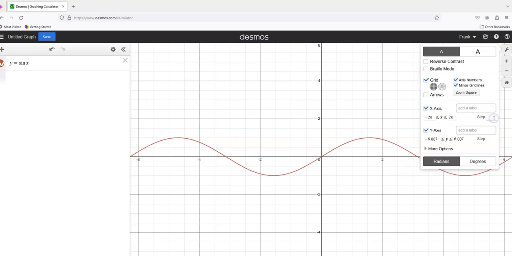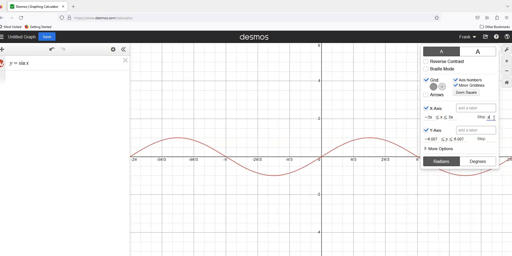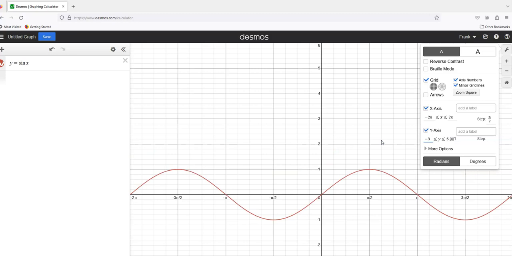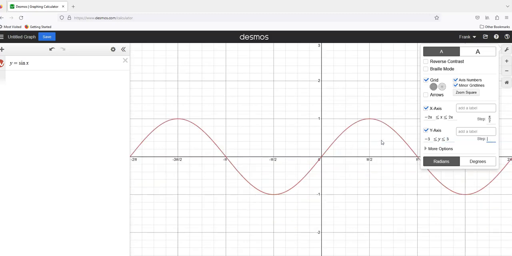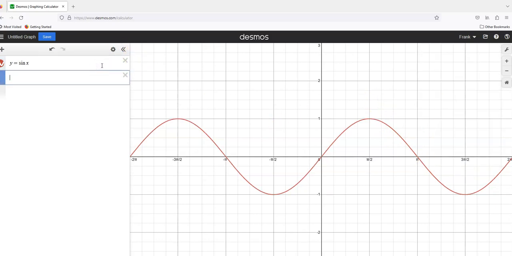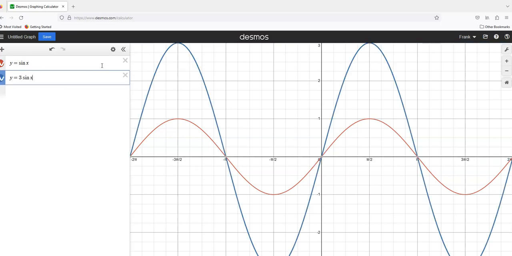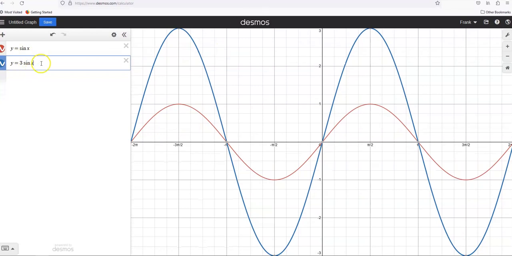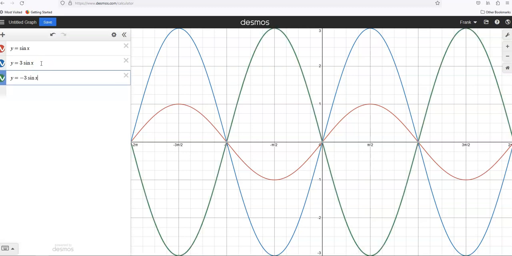The step means just what do you want it to go up by. So make it go up by pi over 2. That's what the x scale means. And then for the y's, go from negative 3 to 3, go up by 1s. And we're in radians. All right, so there's your y equals sine x. The next one said y equals 3 sine x. Oh, look at that. I think I have to shift my screen so you can see the whole graph. Okay. And then the next one wanted y equals negative 3 sine x. And then the last one wanted y equals 1/3 sine x.